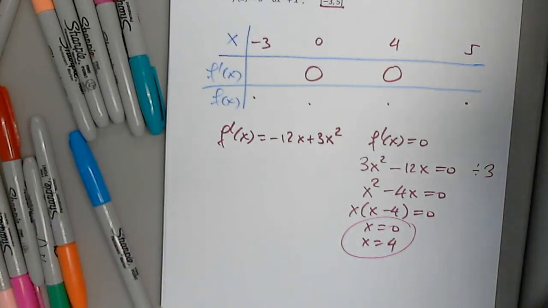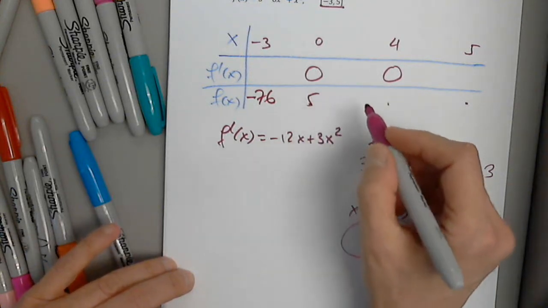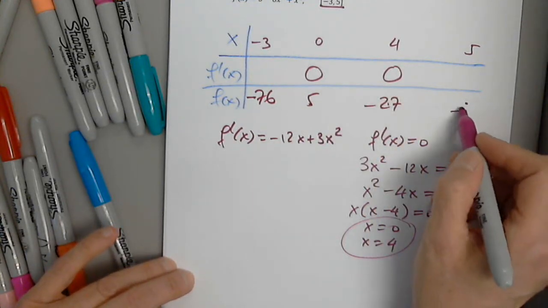So let's look at the graphing calculator and put it in. We chose this function: 5 minus 6x squared plus x cubed. In the table, I want -3, I want 0, I want 4, and I want 5. So I got the values. I put them in as -76, 5, -27, and -20.